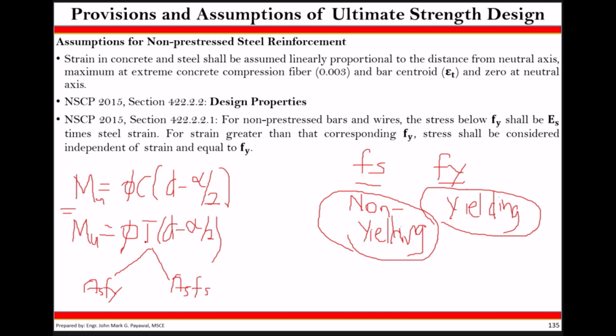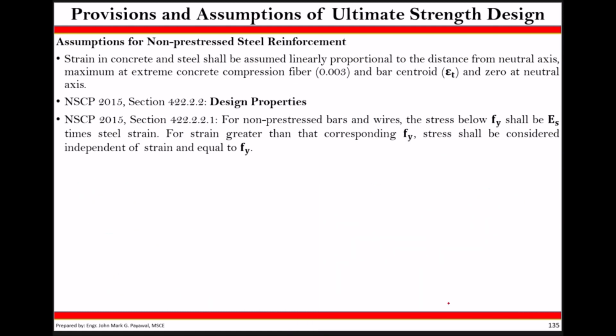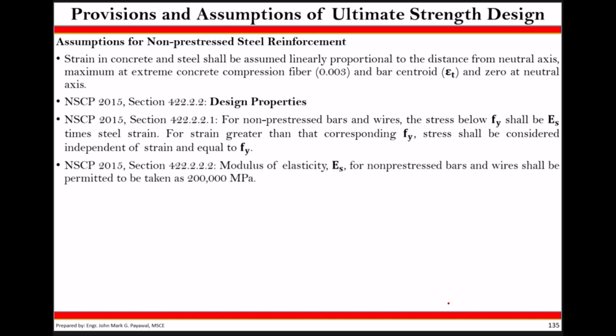Unlike your WSD, pwedeng yung ultimate moment mo hindi equal dun sa ultimate moment na ginamitan mo ng compression at tension formula. So it would make sense or a lot sense once we discuss the derivation and sample problems for this course. Alright? We'll just accept that this is taken from 422.2.2.1 of the NSCP 2015. Also, 2000 Es is your 200,000. Again, kuha lang yun sa code.